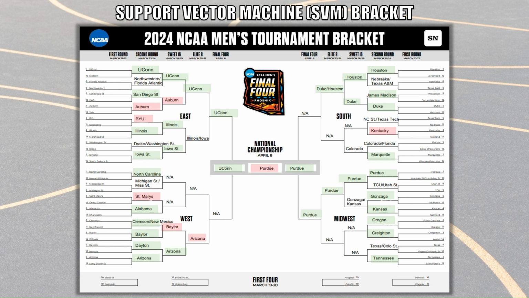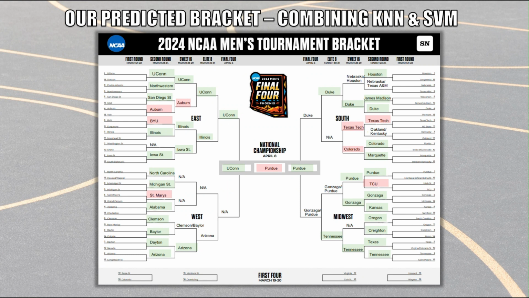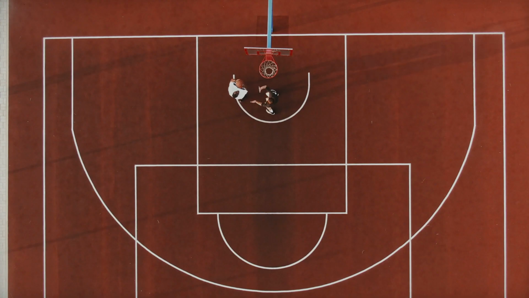To account for this, when creating the final bracket overall, we looked at both brackets that were created, and where there were 2 teams in one model, if the other model had one of the teams selected, we would choose the team that appeared in both models.